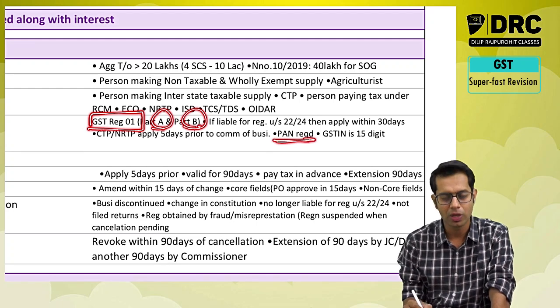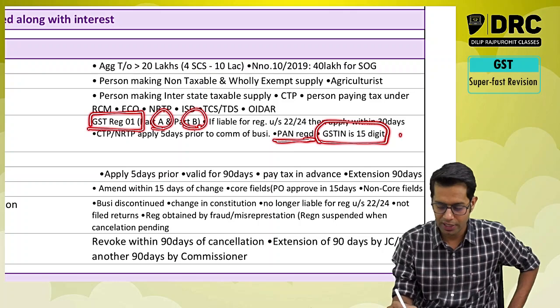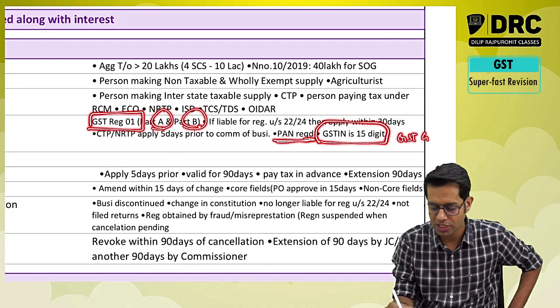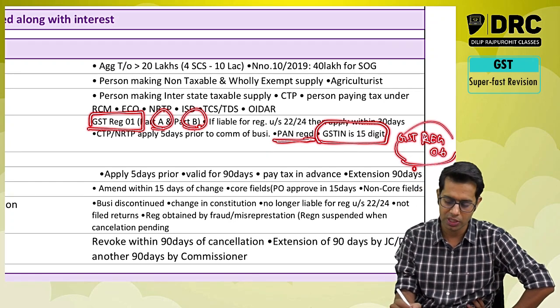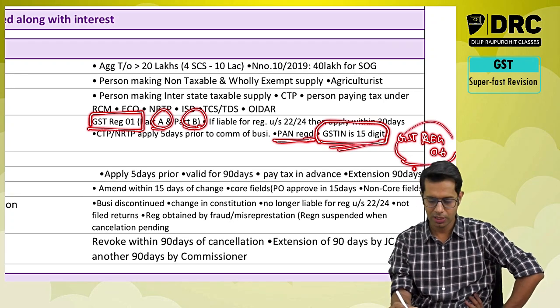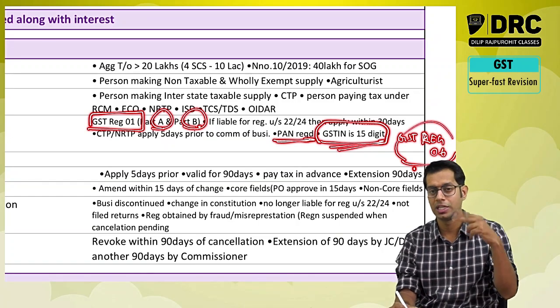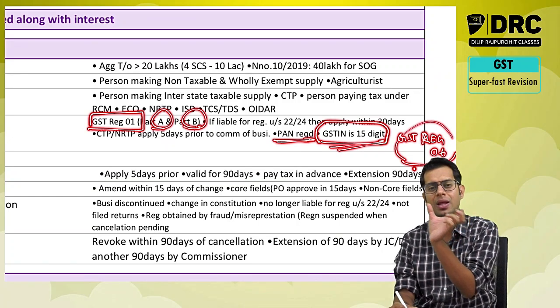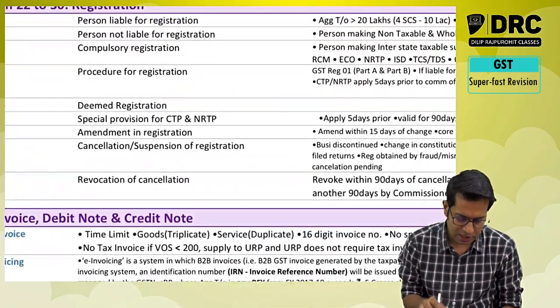PAN is required for taking registration under GST law, and once you are registered, a registration certificate will be issued to you in GST REG 06. It is a 15-digit code, wherein the first 2 digits are the state code, the next 10 digits are the PAN number, and the last 3 digits are checksum digits. Next, section 26 talks about deemed registration.